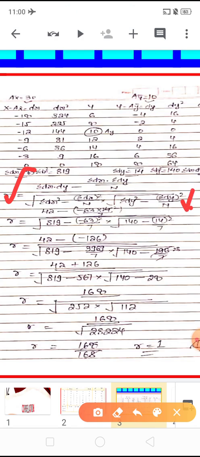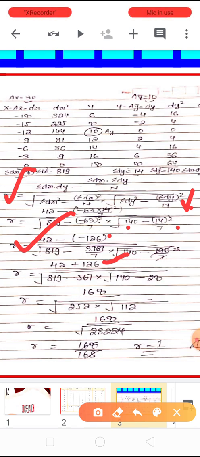This is the formula. Here sigma dx square is 819 minus the square of sigma dx, which is minus 63, upon 7, and sigma dy square is 140 minus the square of sigma dy, which is 14, upon 7. Sigma dx dy is 42, so 42 minus minus 63 times 14 upon 7, which is minus 126. We have to keep putting in the values and simplify. The minus multiplication becomes positive, so 42 plus 126 is the numerator, upon the square root of 819 minus 3969 divided by 7, which gives 567 and 196 divided by 7 gives 28.